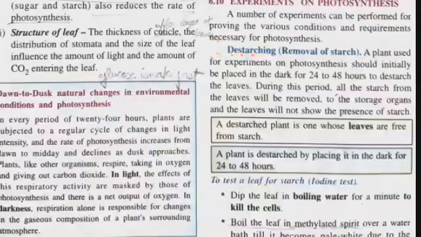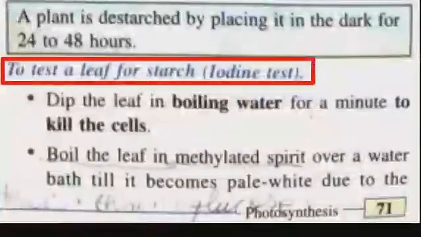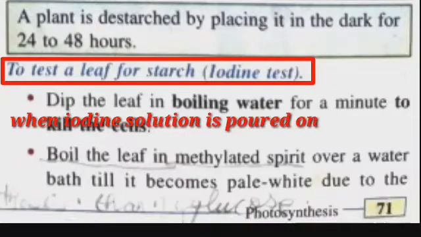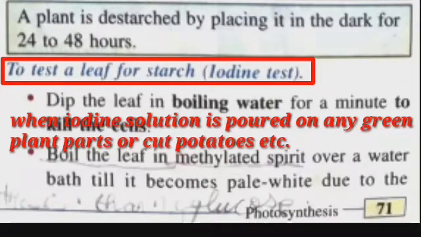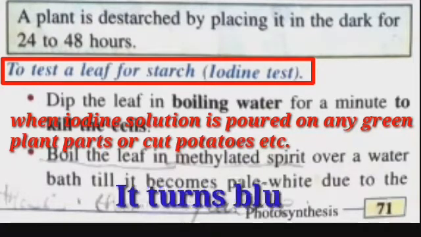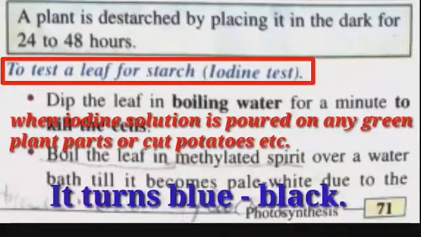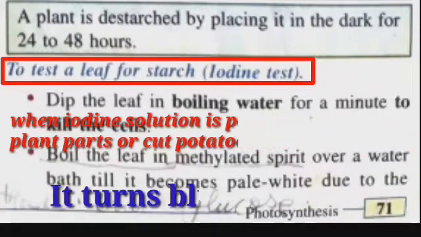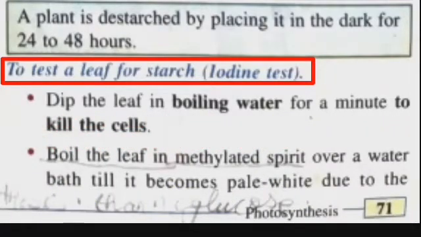Now we move on to the starch test or iodine test, which is the second step. So we all know that whenever we pour iodine solution on any plant parts, or say a cut potato, etc., it will turn blue black in color. That is very simple and that is seen also, but we need to follow certain steps. So please listen very carefully and remember these 5 steps that we have to follow in a sequence while doing the starch test, and not haphazardly.